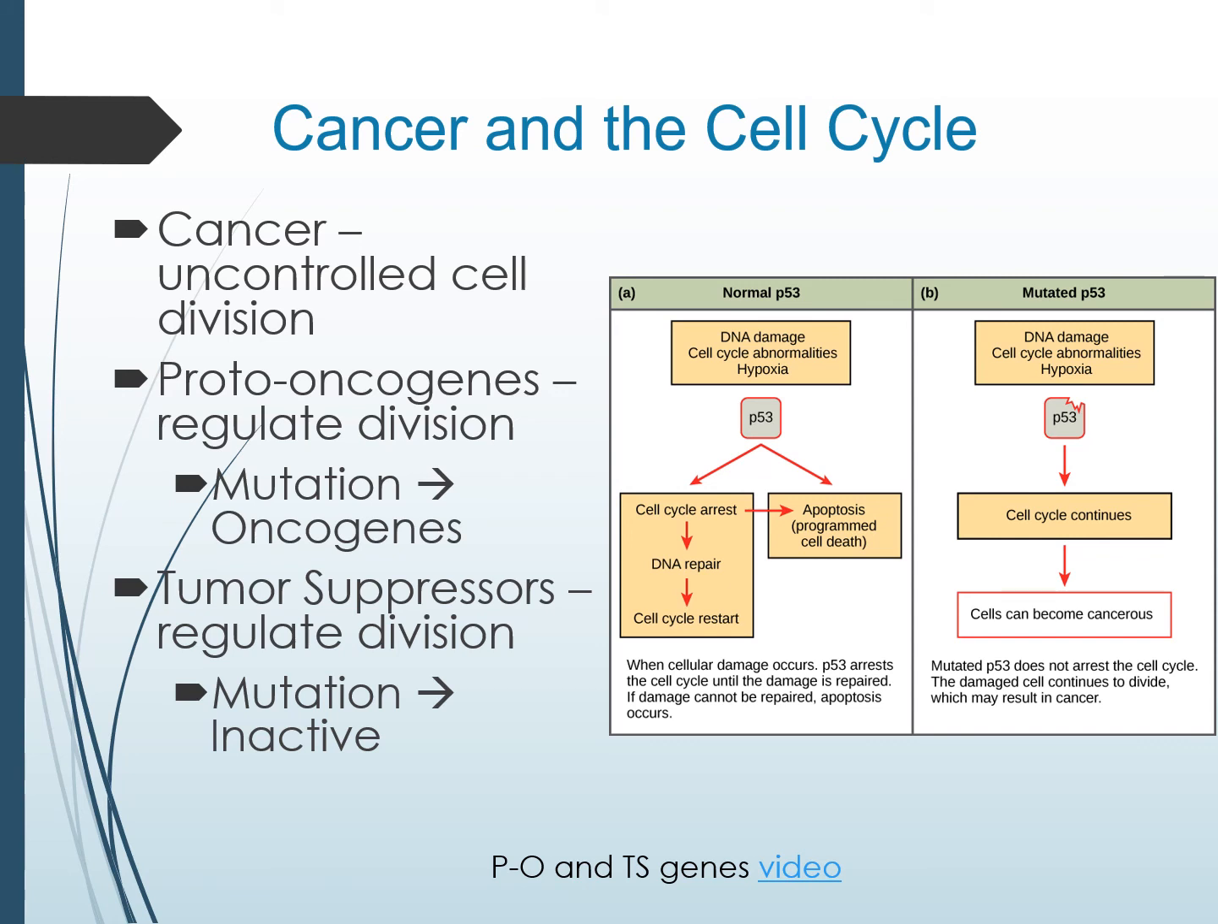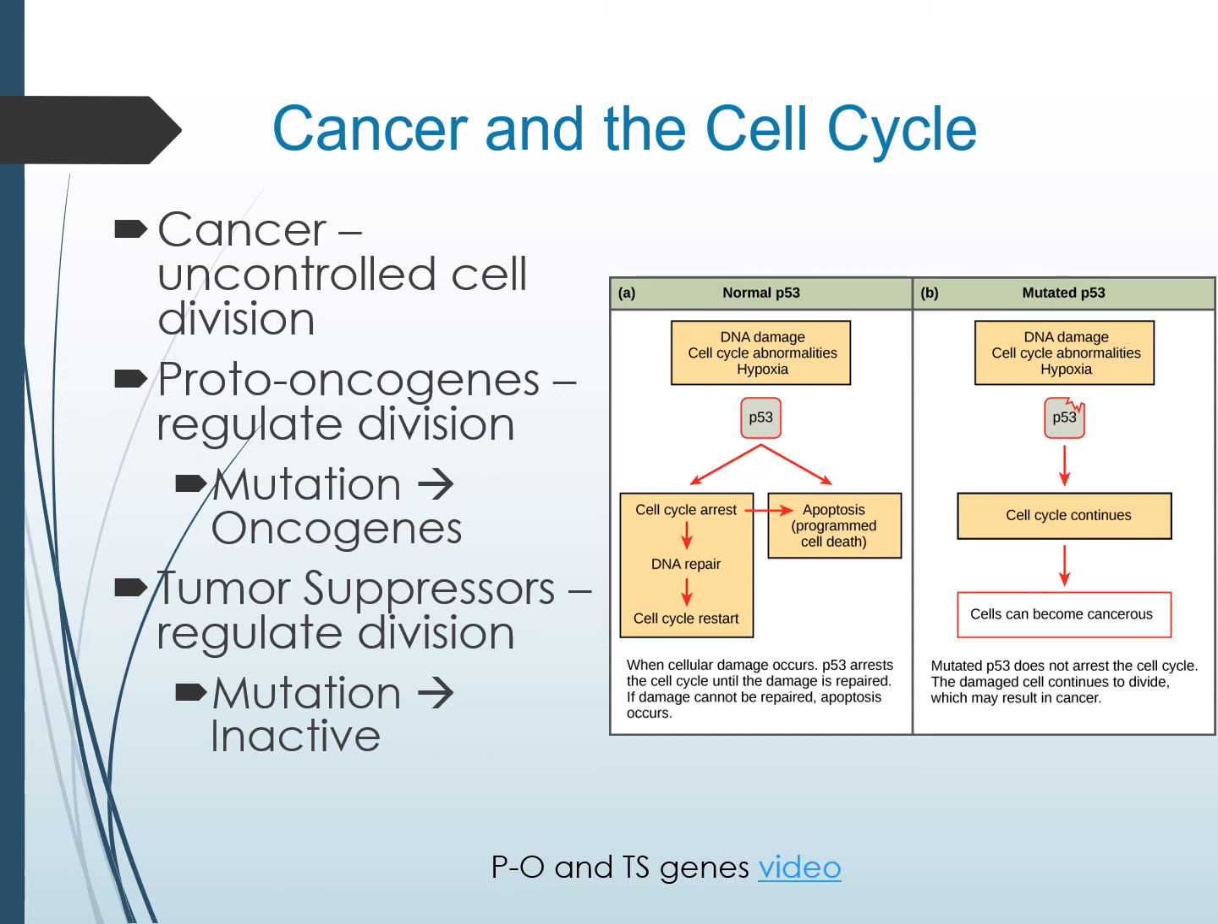Sometimes the cell's checkpoints fail and do not catch errors. When that happens, a mutated cell can divide uncontrollably, causing a tumor. Cells have two regulator genes to help prevent tumors, but they can also fail.